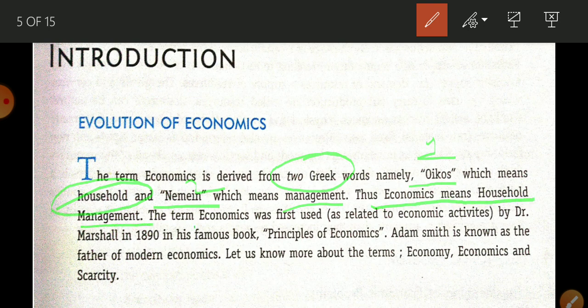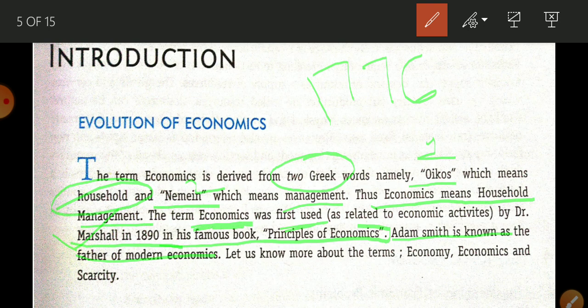The term economics was first used by Dr. Marshall in 1890 in his book Principles of Economics. So if a question is asked for the name of the first person who used the word economics, that economist is Marshall. Now, who is known as the father of economics? Adam Smith is known as the father of modern economics. He wrote the book in 1776. What is the name of the book? The name of the book is The Wealth of Nations.